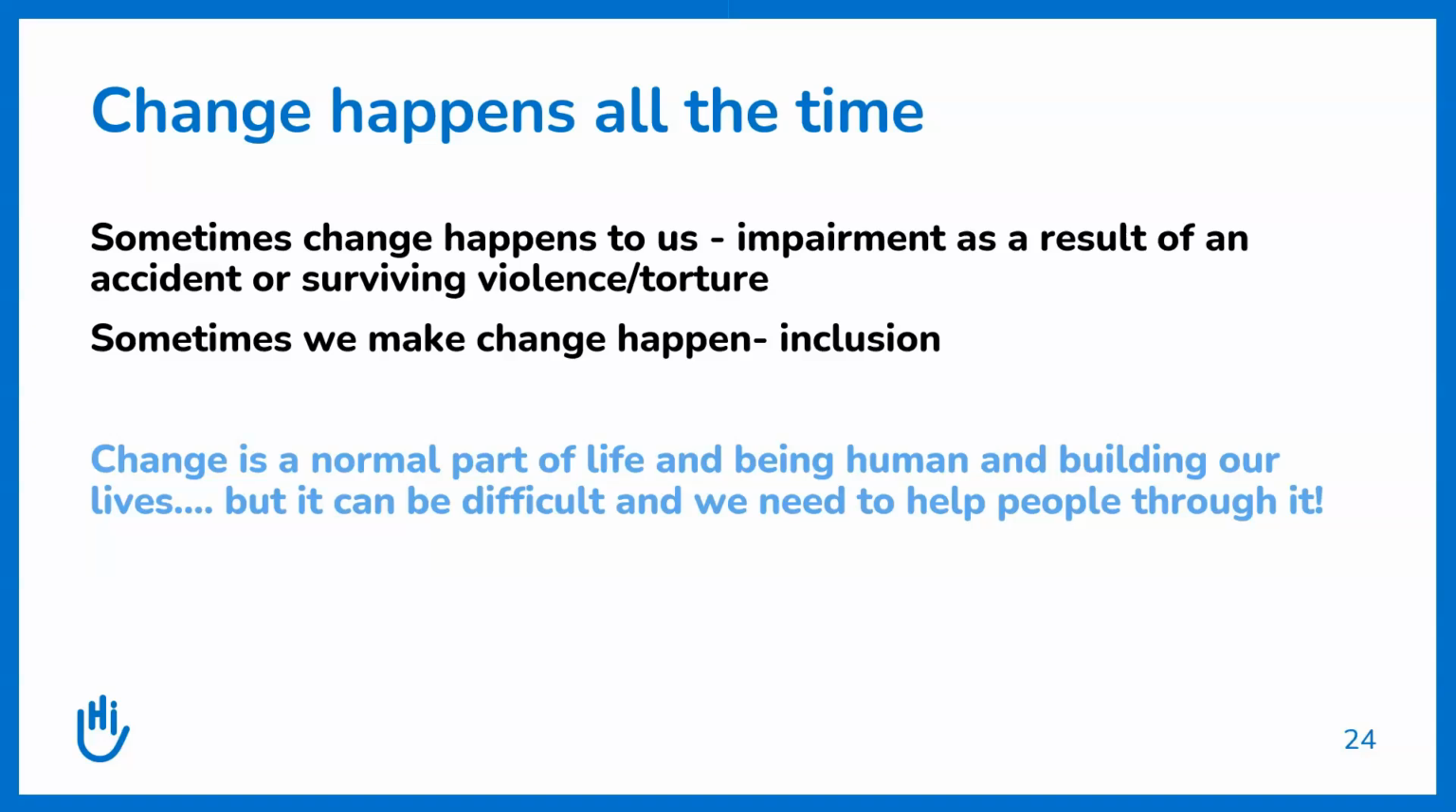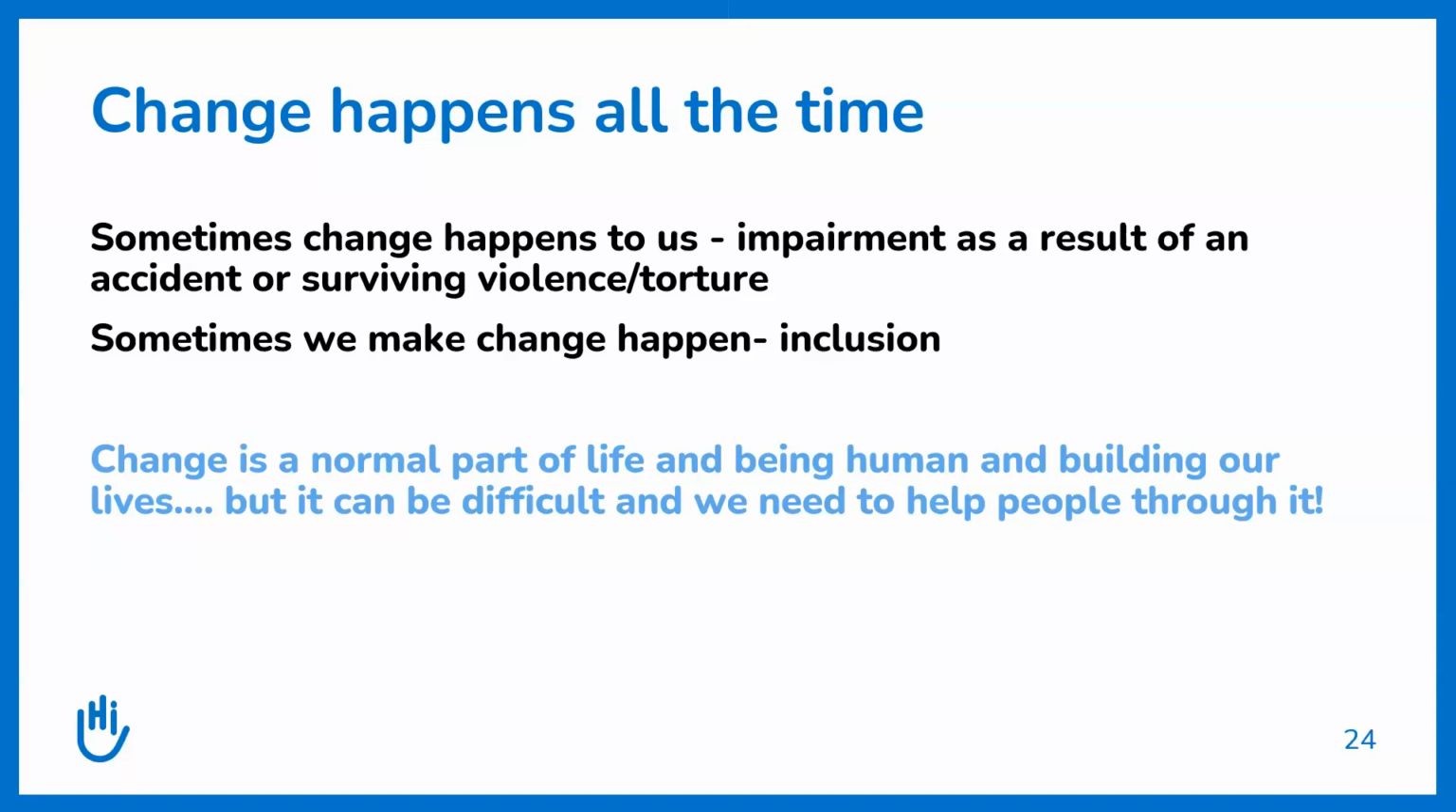Today you can be a person without a disability. Something might happen badly somewhere, and then you get an accident. The war breaks out. You get maybe a natural calamity, etc. Then you acquire an impairment, which means you have to survive. Sometimes we make changes happen. That is inclusion.